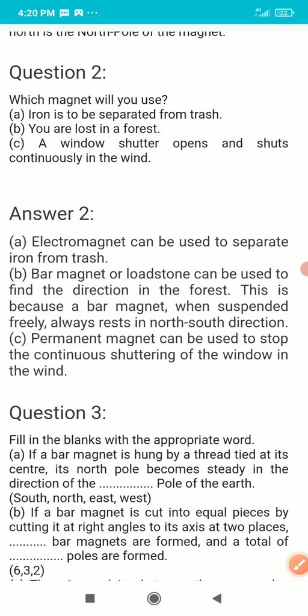B. You are lost in a forest. Answer: a bar magnet or lodestone can be used to find the direction in the forest. This is because a bar magnet, when suspended freely, always rests in the north-south direction. C. A window shutter opens and shuts continuously in the wind. Answer: a permanent magnet can be used to stop the continuous shuttering of the window in the wind.